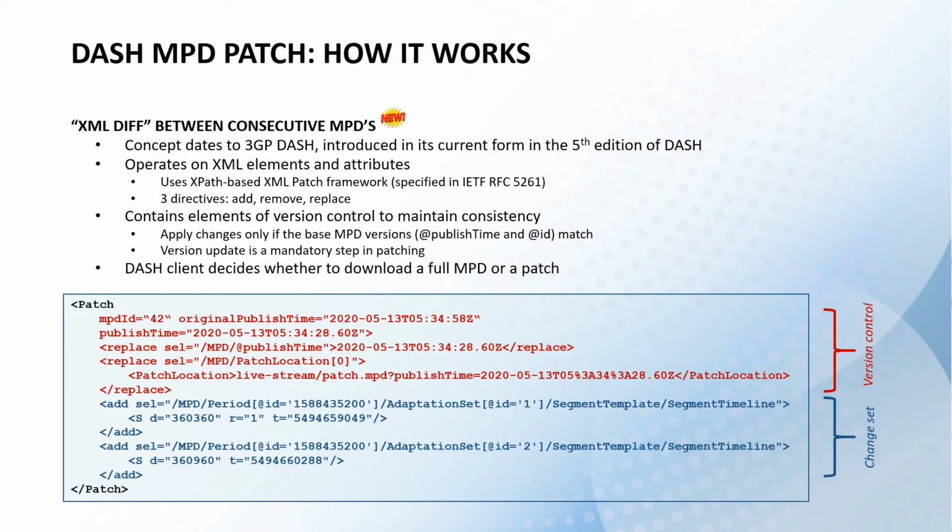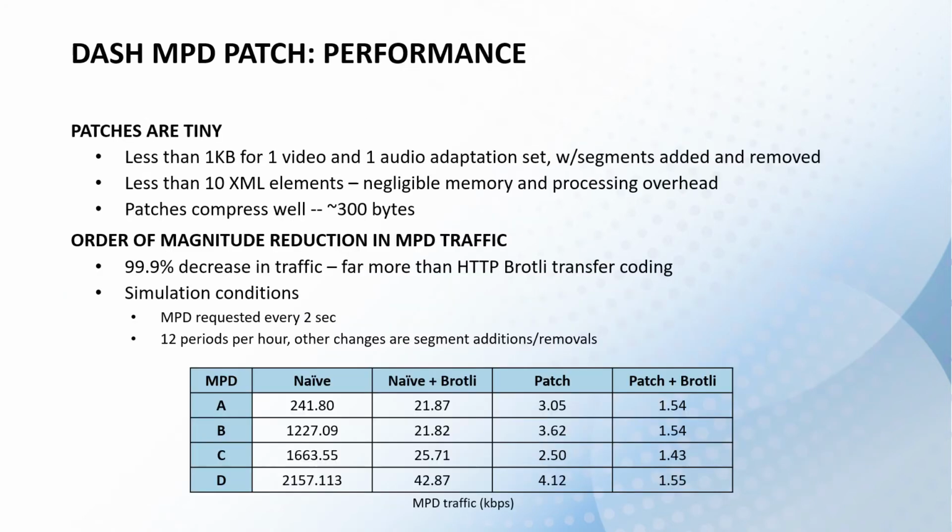Now let's see how it actually works in terms of performance. As you may have noticed, patches are tiny. We actually need less than 1 kilobyte for one video and one audio adaptation set. It's also less than 10 XML elements, and you may have hundreds of them in a full MPD, if not thousands. Now, this takes care of the memory and processing overhead.